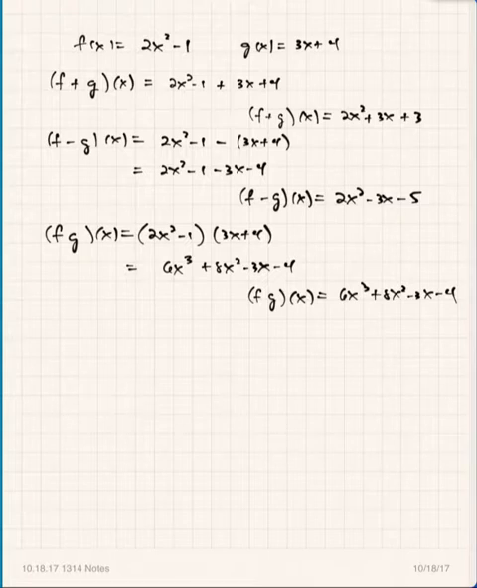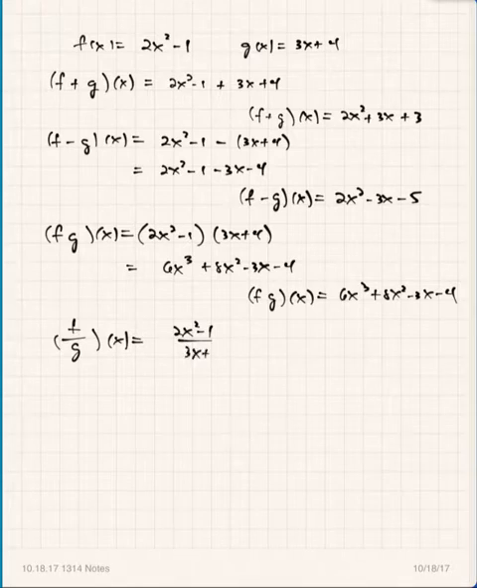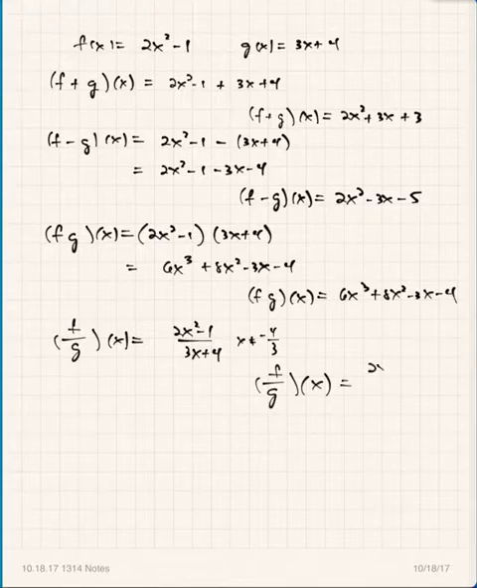All right, and then finally f over g of x, the division function. We'd have 2x squared minus 1 over 3x plus 4. In that case, remember that when you have a fraction, you get a restriction in the domain. In this case, x cannot be negative 4/3 because that would give you 0 in the denominator. But other than that, there's not really anything different. So that is our division function. F over g of x would be 2x squared minus 1 over 3x plus 4.